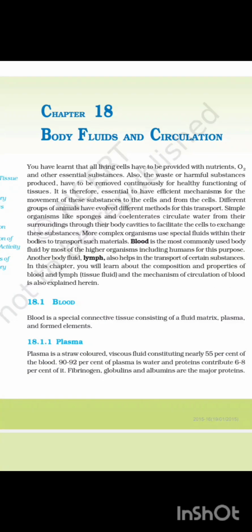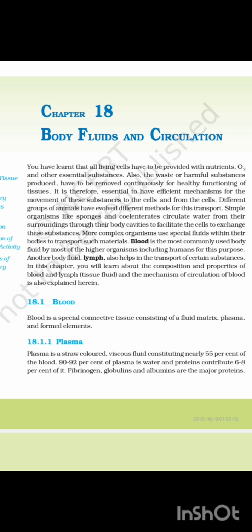Chapter 18: Body Fluids and Circulation. You have learned that all living cells have to be provided with nutrients, oxygen, and other essential substances. Also, the waste or harmful substances produced have to be removed continuously for healthy functioning of tissues. It is therefore essential to have an efficient mechanism for the movement of these substances to the cells and from the cells.